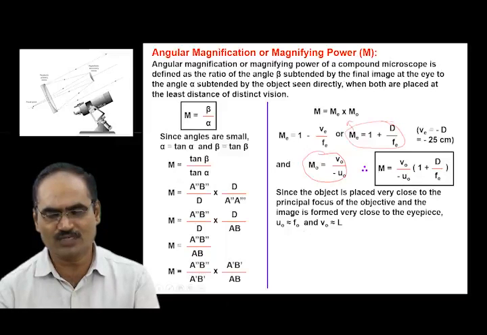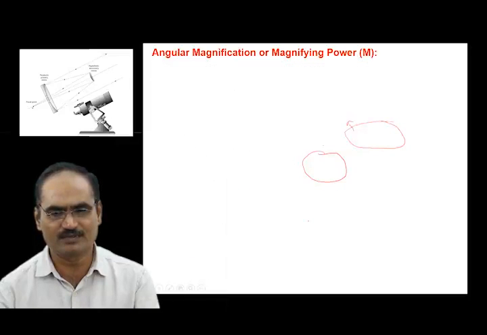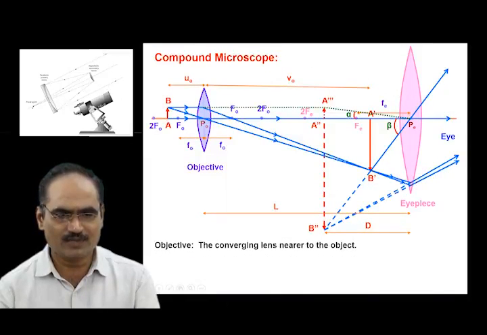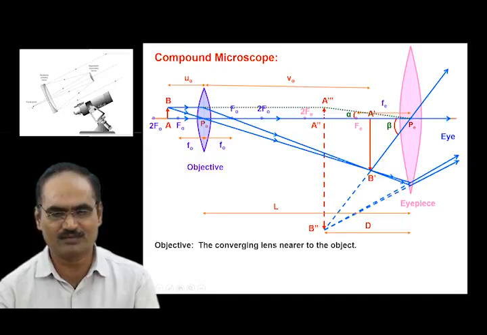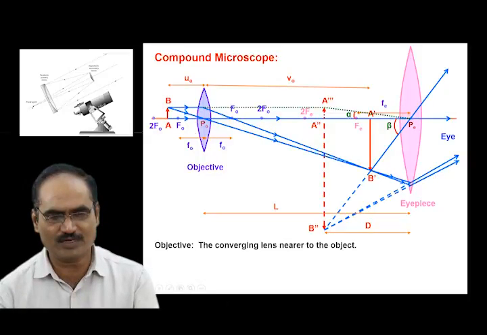U naught is usually chosen close to the focal length. What we do is keep the object closer and closer, and you will get a highly magnified image. To get a highly magnified final image, it will help. So we keep the object very close to F naught, between F naught and 2F naught. Therefore, the object distance U naught can be written as F naught.